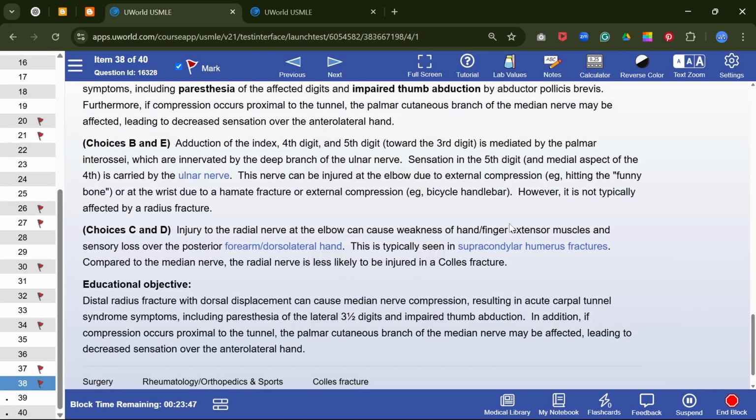Injury to the radial nerve at the elbow can cause weakness of the hand or finger extensor muscles and sensory loss over the forearm and dorsolateral hand. This typically happens in supracondylar fracture of the humerus. Compared to the median nerve, the radial nerve is less likely to be involved in a Colles fracture.